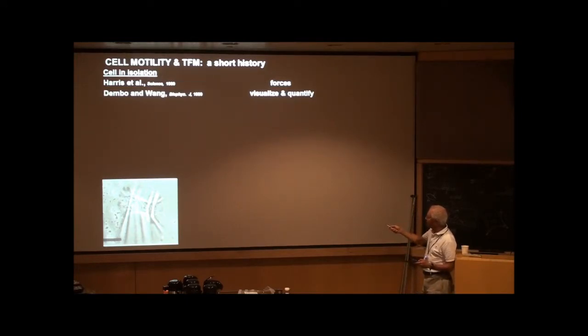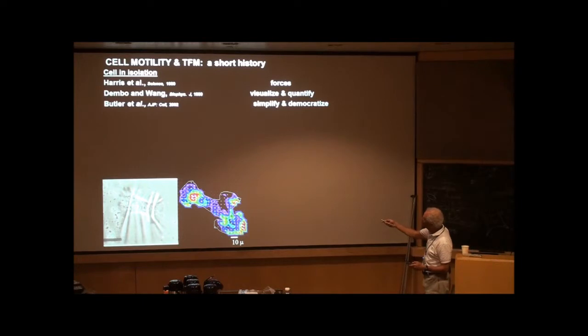Traction force microscopy. The first paper, really important, was Cyril Harris, 1980 in Science. He put cells on silicon membranes, and he showed that the cells can wrinkle the membrane. That was the first demonstration that cells generate contractile force. Then Micah Dembo, just across the river at Boston University, was the first to show that you can actually quantify that and make these traction maps.